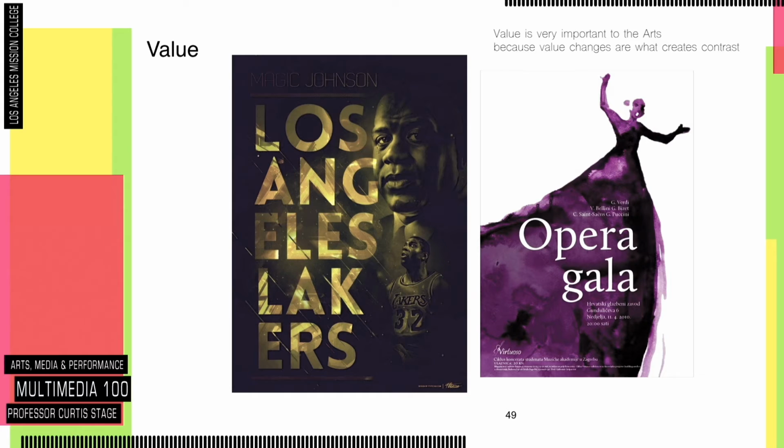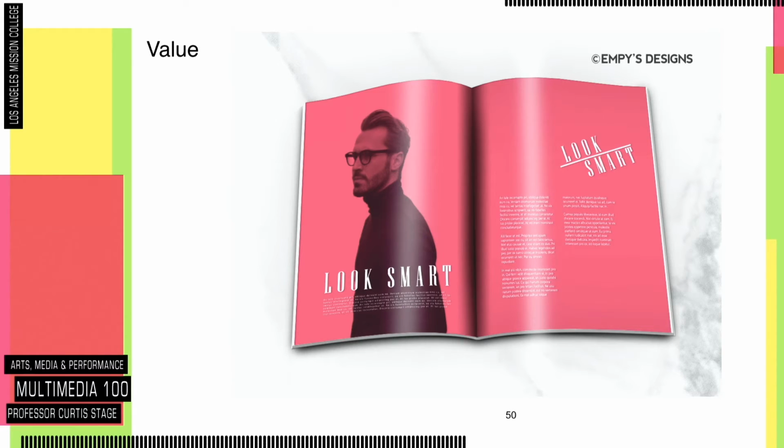And the one on the right, same thing. We've just got one color, purple. And it's the value range from light to dark that's creating the image. And you'll see value here, all value of pink in this from light to dark.